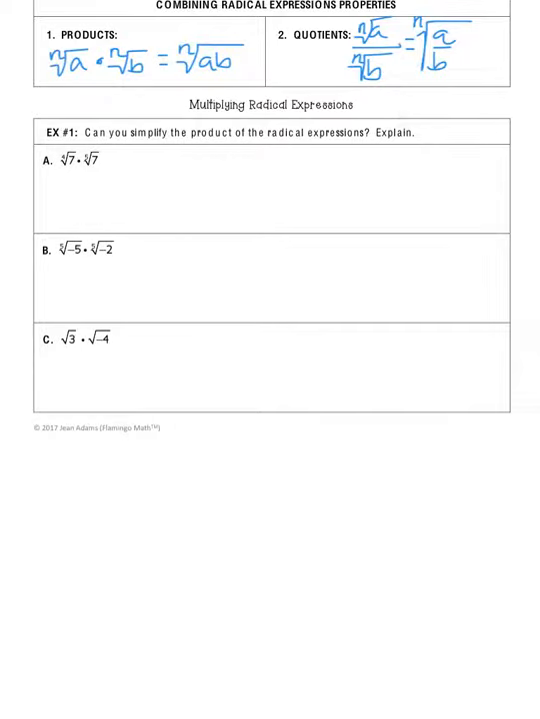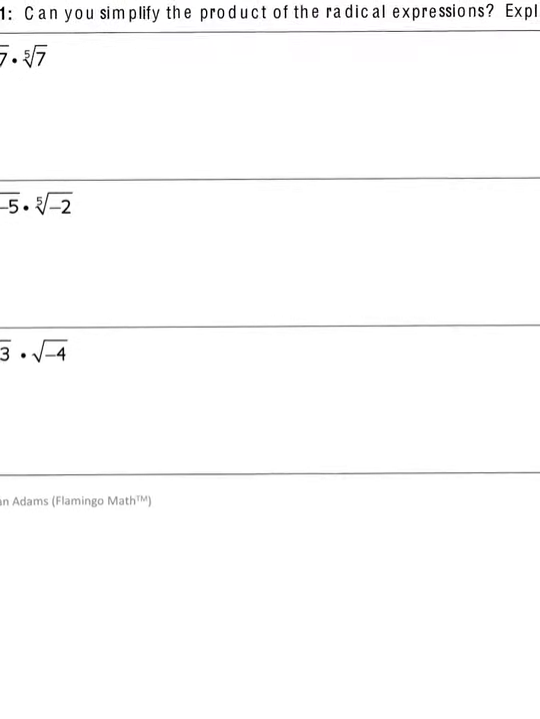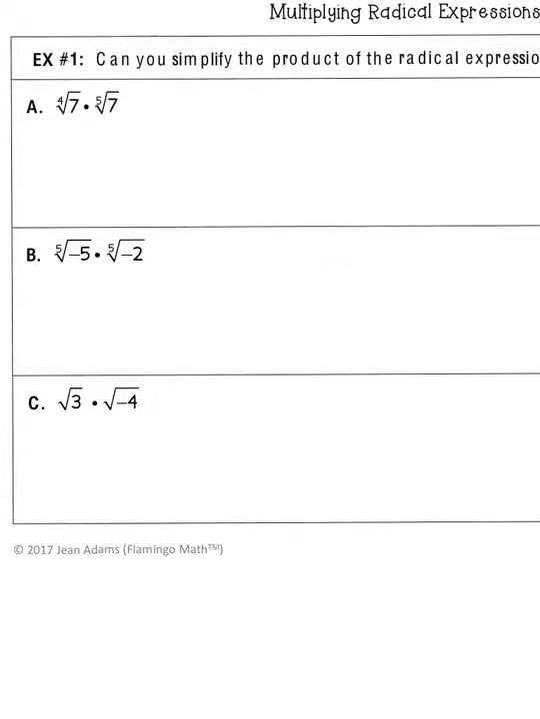So let's look at a couple of examples. The question is, can you simplify the product of the radical expressions and then explain? So for part A, the answer is no, because they do not have the same index. Yes, they have the same radicand, but I can't multiply these unless they have the same index number here. So your answer is no. They have different indexes. So your indexes must be the same.